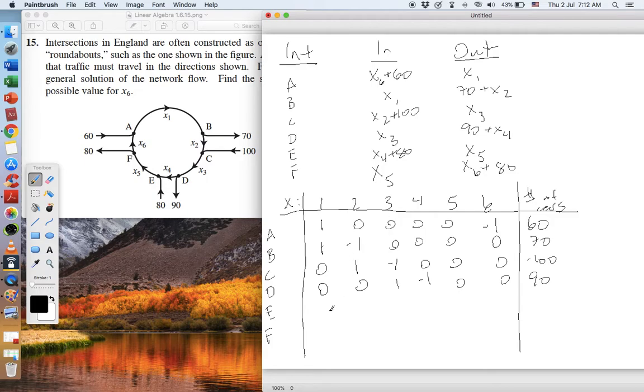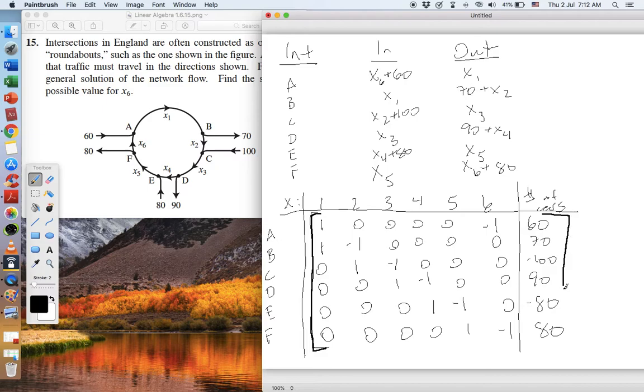For E, we're going to have zeros up to x4, which will be 1. We'll subtract x5 from that. And then we'll have to move that 80 over to the other side, so we'll get negative 80. And finally, for F, 1, negative 1, and 80. And so you can see a matrix in here, right? Quite easy to see a matrix right there.